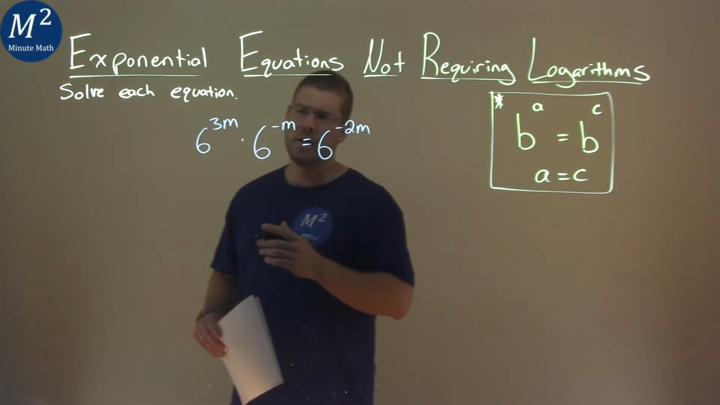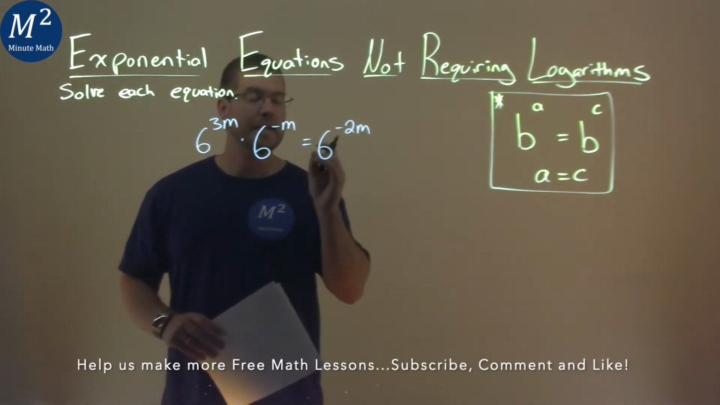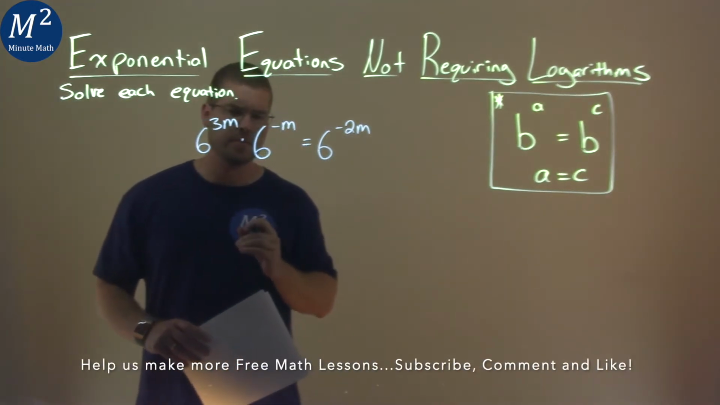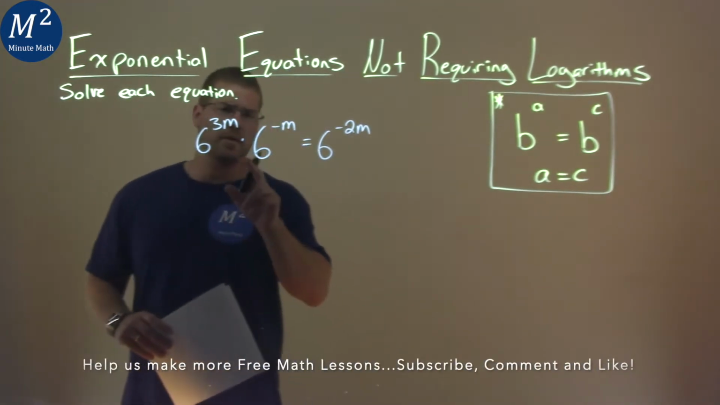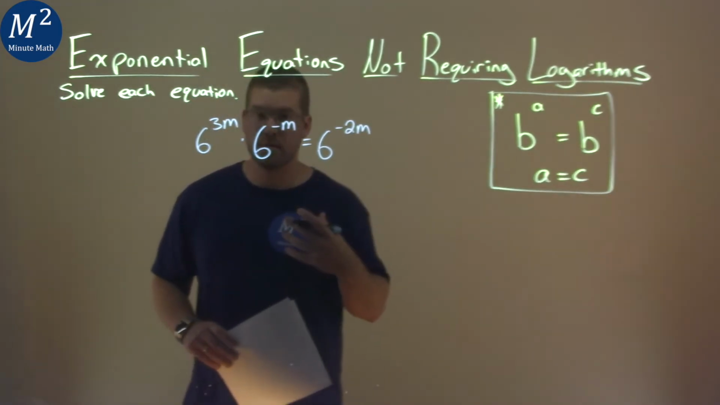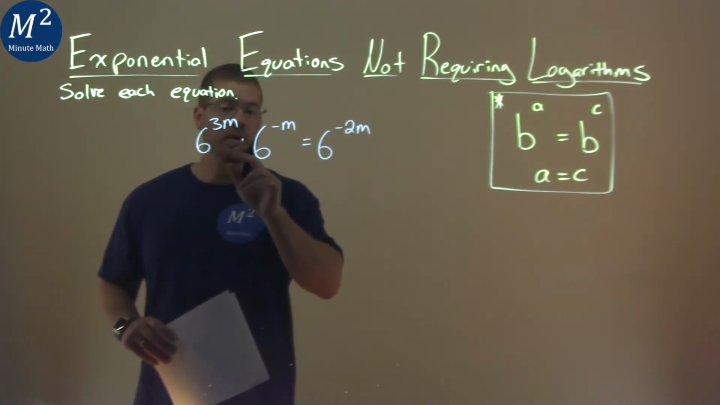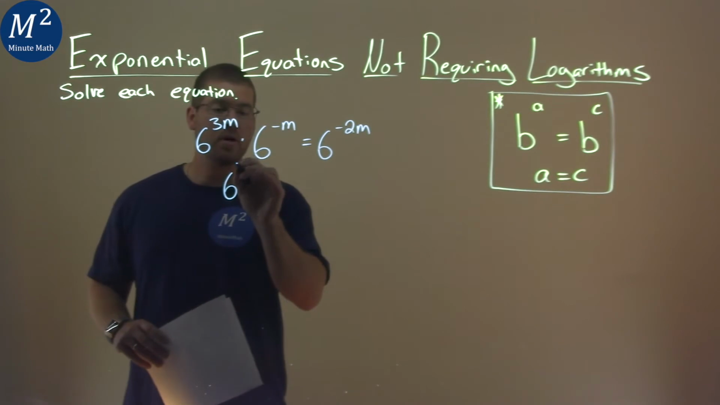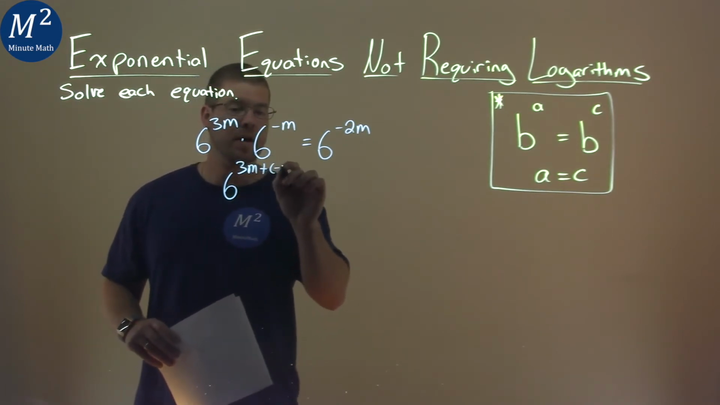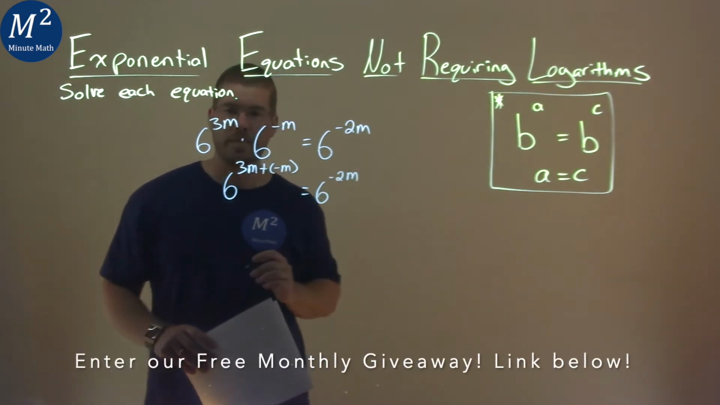We're given this problem right here. 6 to the 3m power times 6 to the negative m power equals 6 to the negative 2m power, and we need to solve this equation. Well, what's tricky here is we have this multiplication going on, but luckily we have the same base, which is 6. When that happens, we look to the exponents. We can rewrite this to be 6 to the power of 3m plus, because it's multiplication here, a negative m, and that's equal to 6 to the negative 2m power.